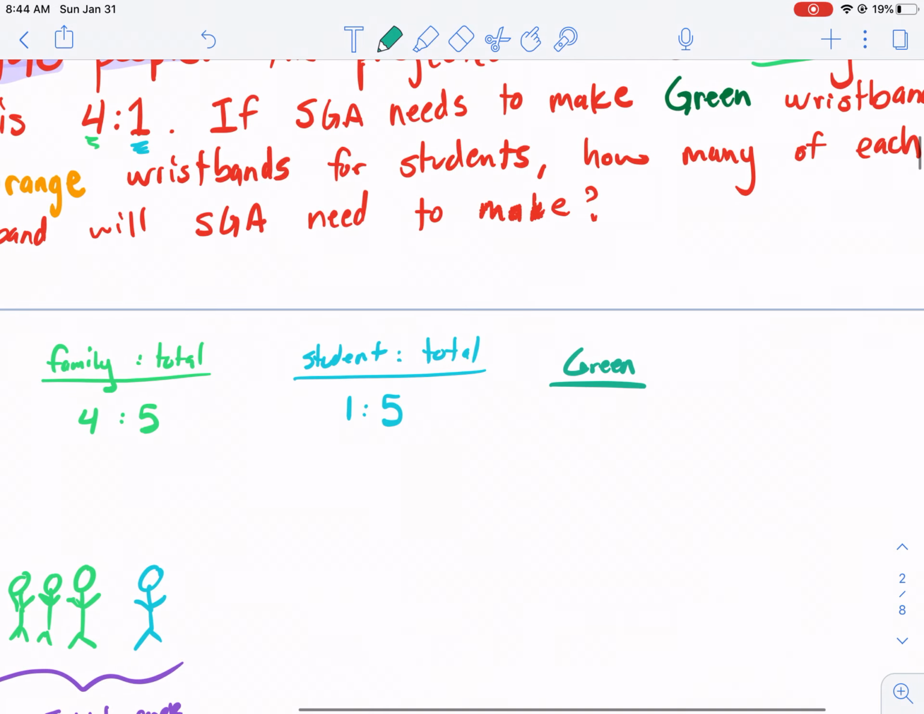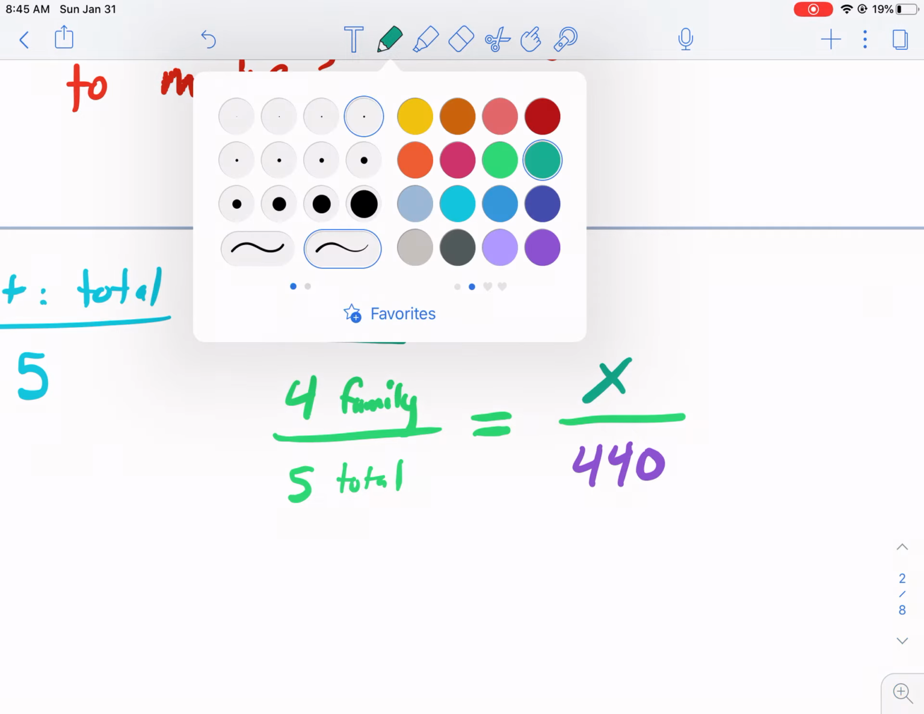Okay. Now, what we need to know is how many green wristbands we need. So we need to know how many family members are going to be coming. That's essentially the problem: how many family members are coming based on this ratio and based on knowing that there's 440 total people that have come. Now, what do we do?